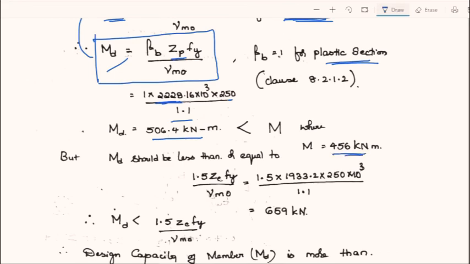Now check that MD should be greater than M for sure, because M is the moment due to load, and MD is the moment that the beam can take. So the moment capacity the beam can take should be more than the moment due to load. That is, MD should be greater than M. This condition is satisfied. Now go for the condition for cantilever beam: MD should be less than or equal to 1.5 times this value. That is 659. What is MD? 506. What is this limit value? 659. Therefore, it is less than this.